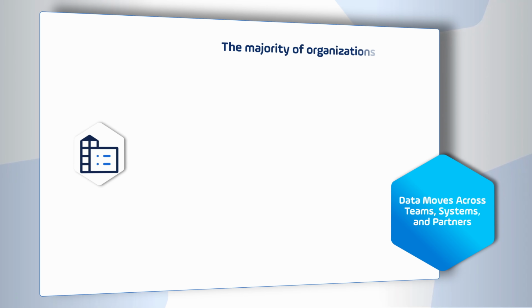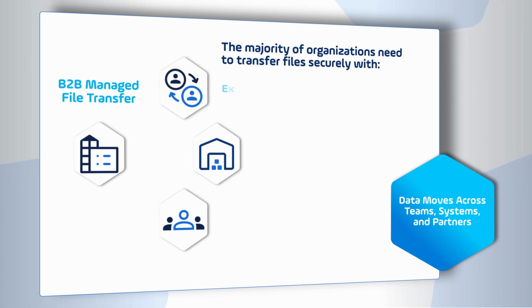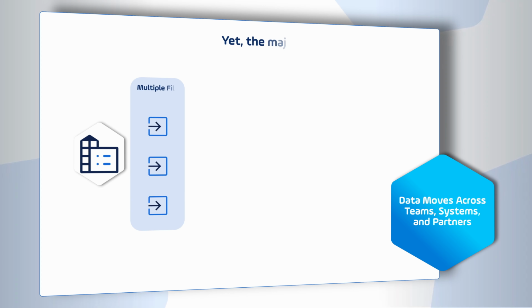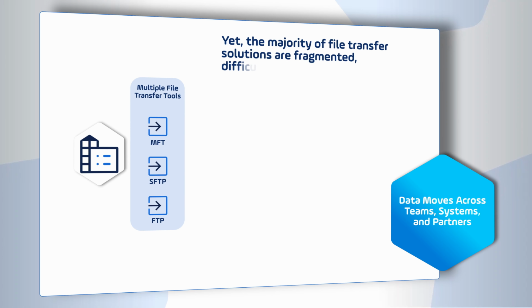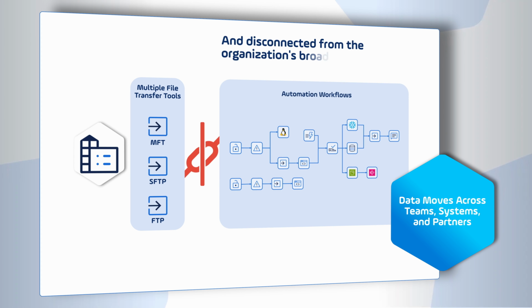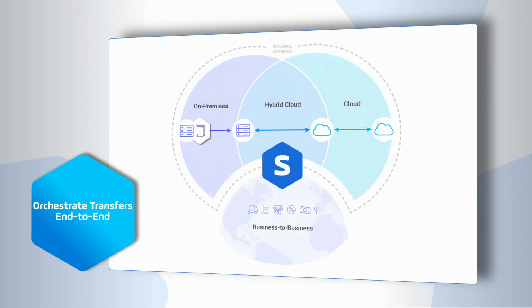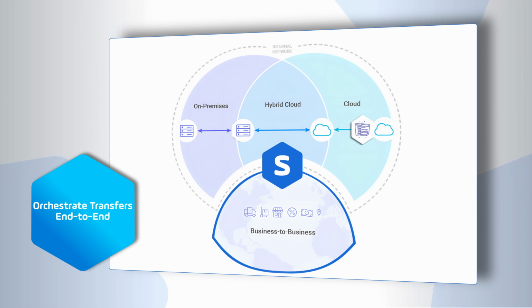The majority of organizations need to transfer files securely with their external partners, suppliers, vendors, or customers. Yet the majority of file transfer solutions are fragmented, difficult to manage, and are disconnected from the organization's broader automation workflow initiatives. Stonebranch addresses these shortcomings with Universal Data Mover Gateway, or UDMG for short.